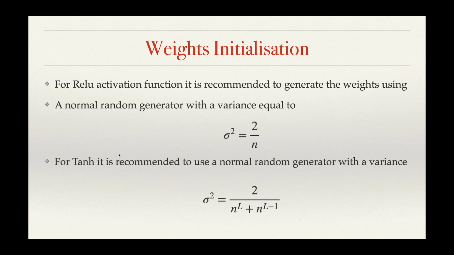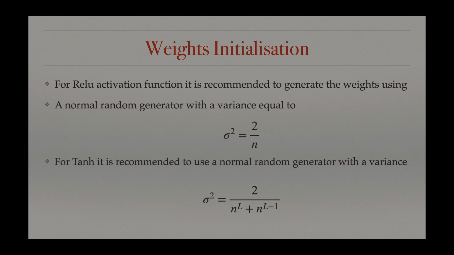For tanh, which is a bit different from ReLU, it's recommended to use a normal random generator with a variance equal to 2 divided by (n_l plus n_{l-1}). They did experiments here and found that using such random generators, the chance of getting overfitting or explosion is less than using other configurations, or just using a random generator without any configuration.